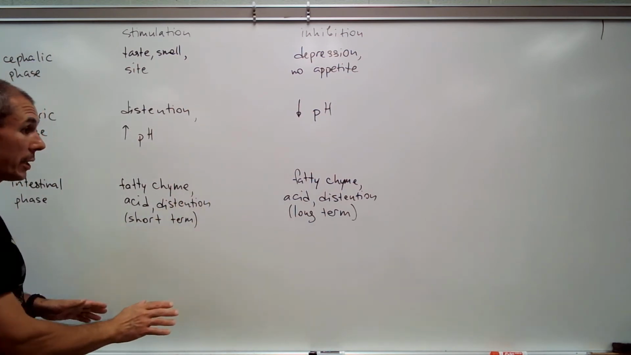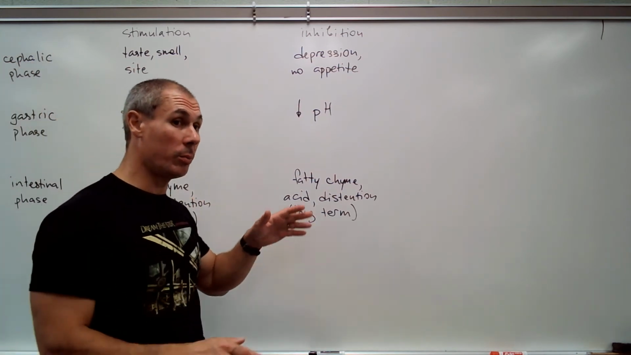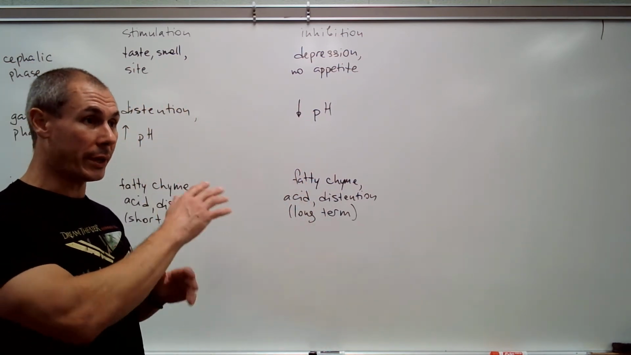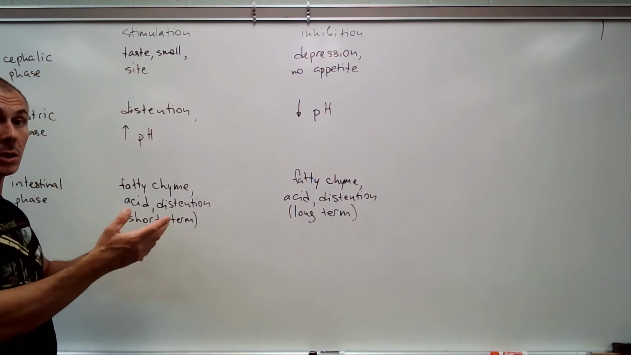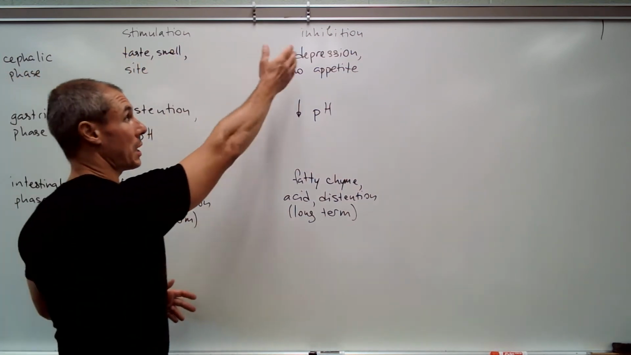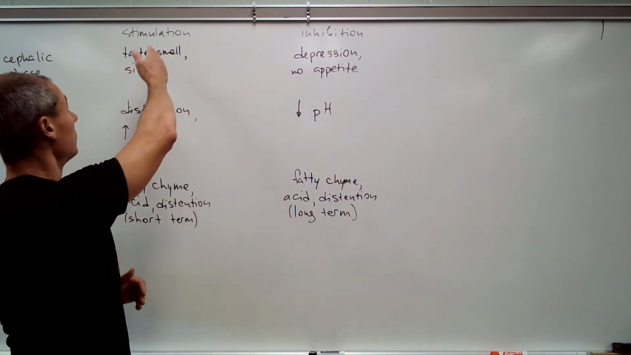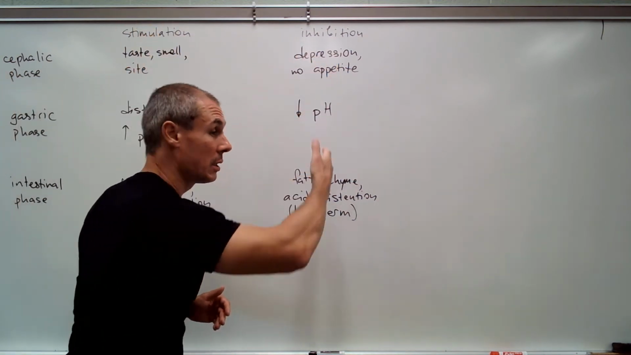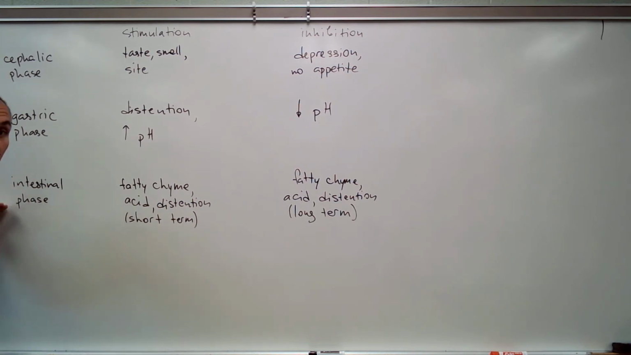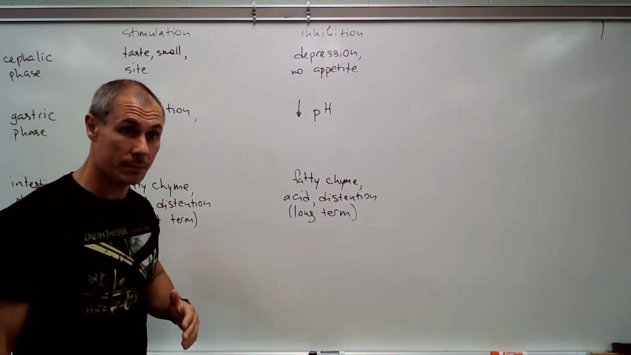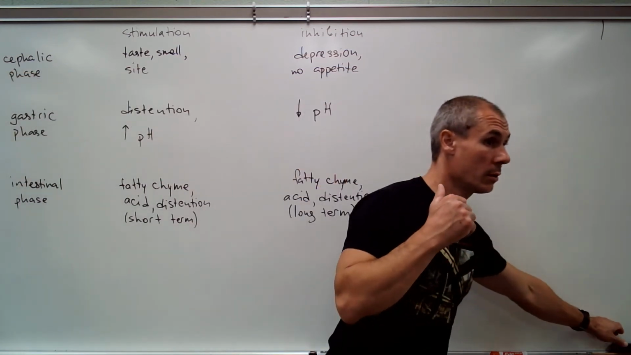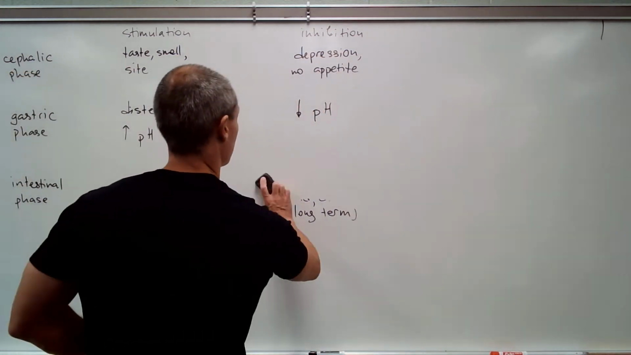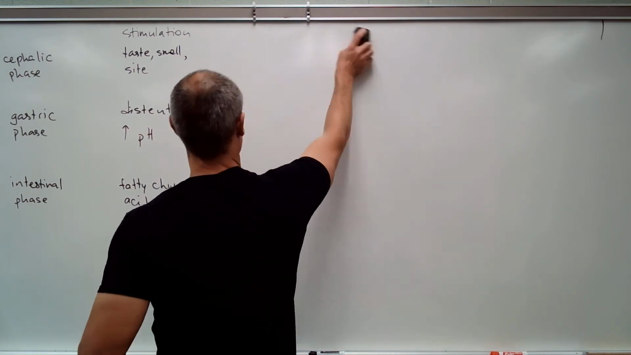So this whole regulation is probably the most complex regulatory network, because you have two types of stimuli, stimulation and inhibition, coming from three different anatomical locations. Does that make sense? Now, we good?